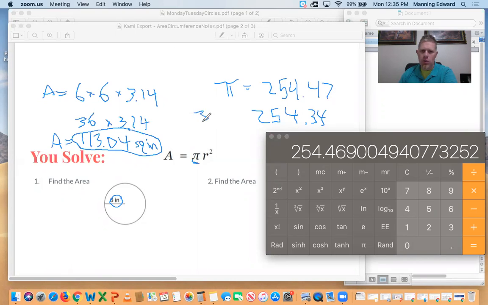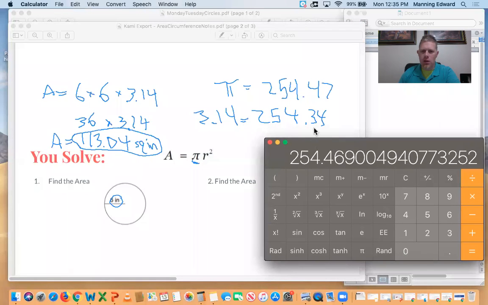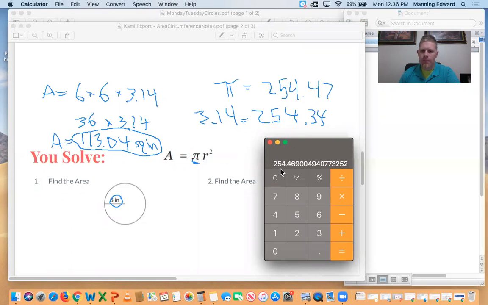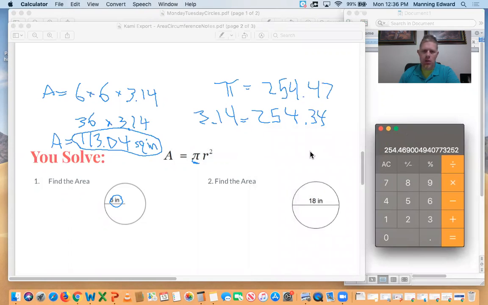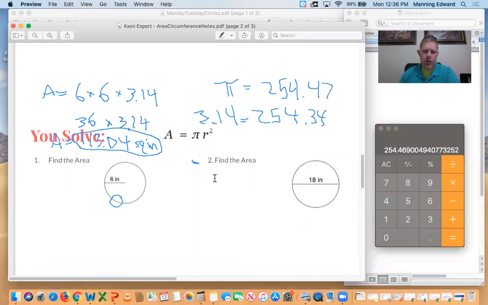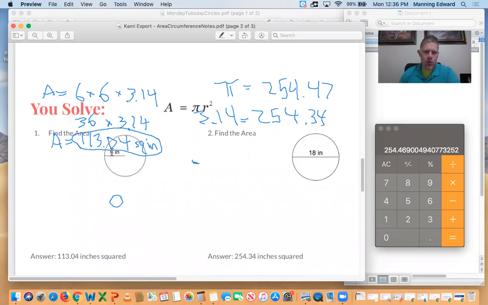So that would be my answer in that one. This one is using 3.14. Now, I'm not saying pi equals 254. I'm saying that's what my answer is when I use the pi symbol. When I use 3.14, it equals 254.34. You guys can kind of see how there's a little bit of a difference with numbers when you use the pi symbol. And I can go ahead and go down here and 113.04, square inches. You can do it either way.